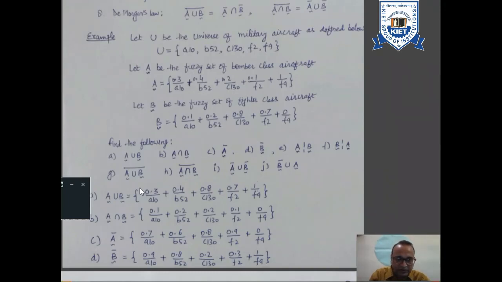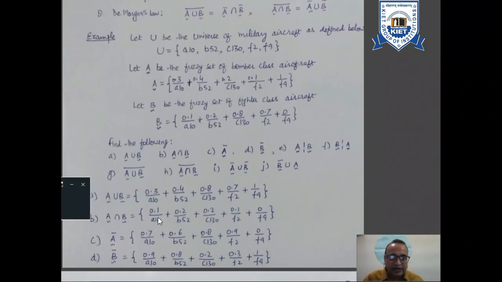So here what we did, we make the union of two fuzzy sets, and this union contains all the elements of the universe of discourse with the membership value, and the membership value will be the maximum value among the given fuzzy sets, right?